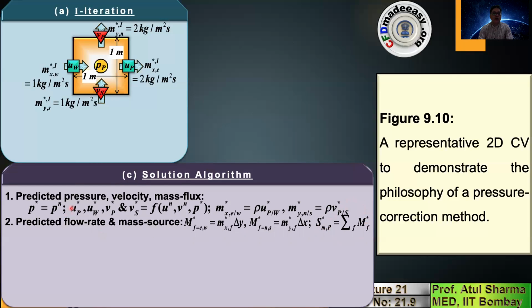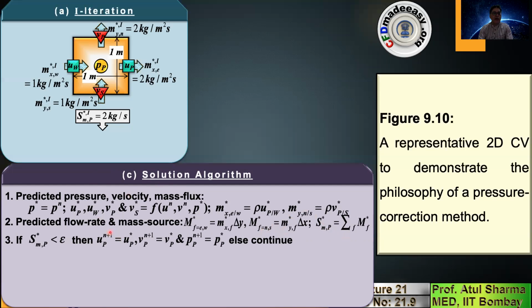So from the predicted velocities, you are obtaining the predicted mass flow rate and mass source. Now let us suppose in this case, if we assume the surface area is unity, you multiply these mass fluxes by the surface area of 1 meter square, and you find that the net mass imbalance of the first iteration, the superscript 1 representing the first iteration, is 2 kg per second. So in the second step of the solution algorithm, using the mass fluxes, the mass flow rate and net mass imbalance is obtained.